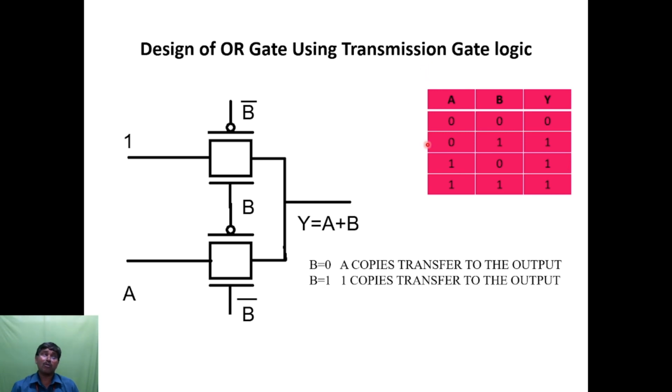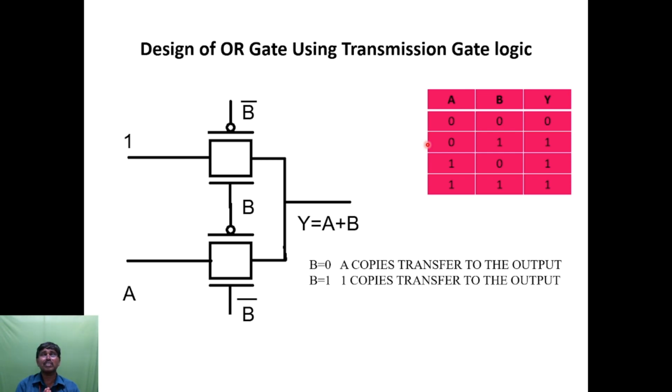So by using a control input and data input, we have to transfer the data from input to output. Here the number of transistors is comparatively more compared with pass transistor logic, but the advantage is that the voltage strength is high compared with pass transistor logic.